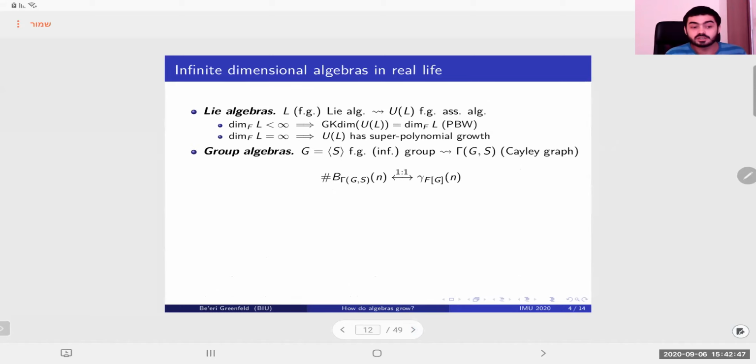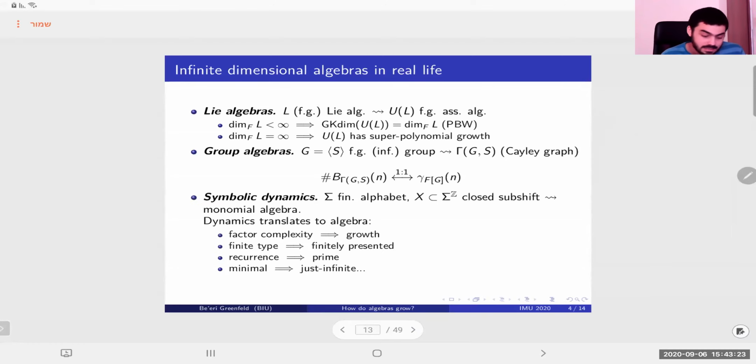There's also a tight connection with growth of groups. If you take an infinite finitely generated group, you can consider its Cayley graph with respect to some fixed symmetric generating subset, and the magnitude of the n-balls in this Cayley graph is in one-to-one correspondence with basis elements of the nth power of the generating subspace of the group algebra. So studying growth of groups is equivalent to studying the growth of their group algebras. They're just the same functions.